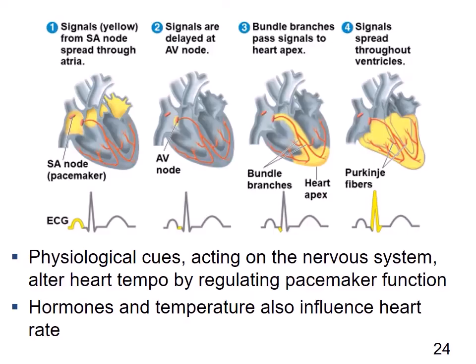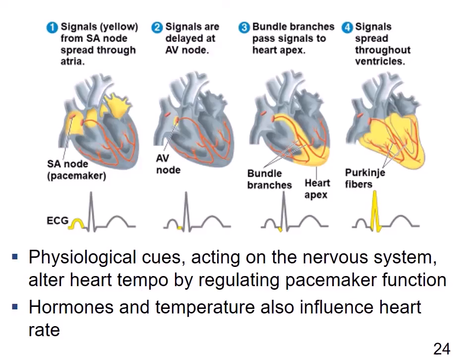So if we look at this slide here, it has an image of an electrocardiogram, showing you the SA node, and then the SA node triggers the AV node, and then the AV node triggers the bundle branches, and then the Purkinje fibers, and that actually causes the ventricles to contract.